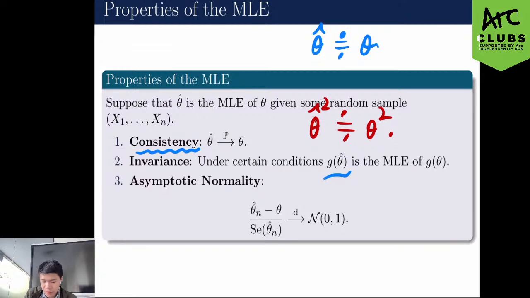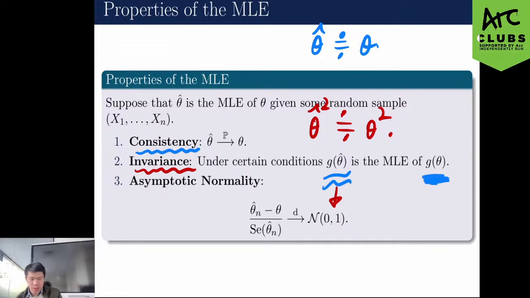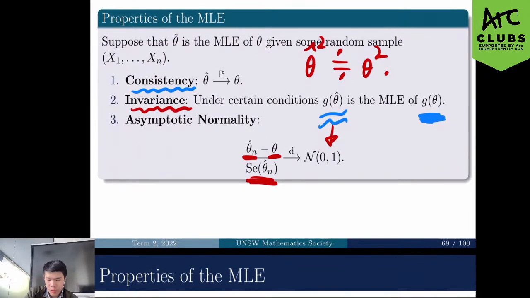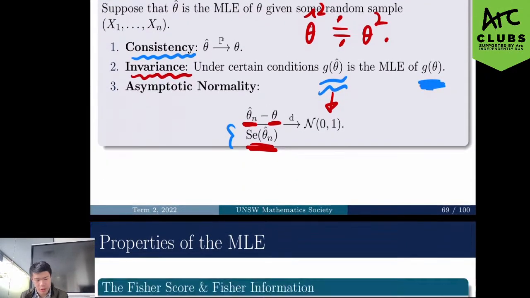So we say that g of the estimator is the MLE of g of the parameter. I'll say that again. G of the estimator is the MLE of g of the parameter, right? So that's called invariance under functions. The third one is asymptotic normality. So it's actually true that the difference between this estimator and the actual parameter divided by the standard error is approximately normal, right? But to work with this a bit more, we need to know the standard error. So that's what we'll talk about now.